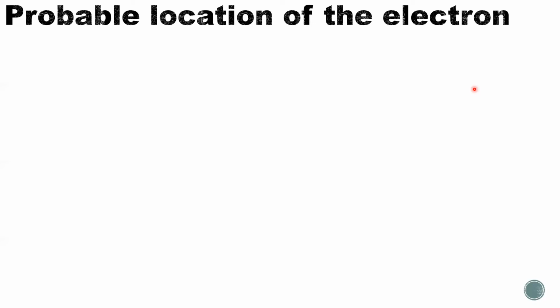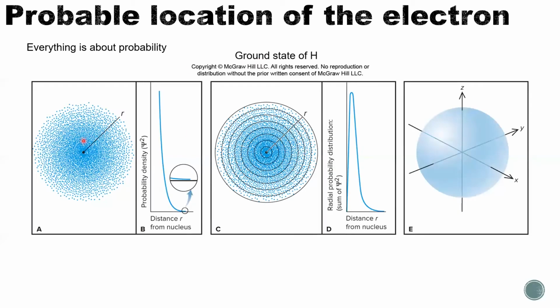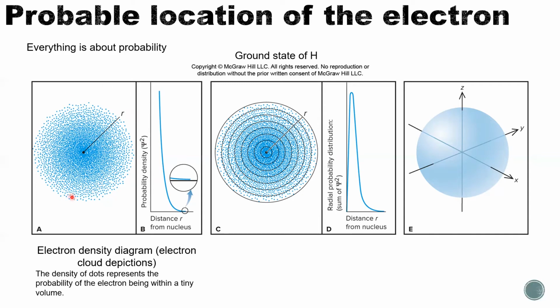So instead of drawing a circular map, we can draw a probability map. Everything is about probability. Take hydrogen, for example. The nucleus is in the center, as you can see in panel A, and around the nucleus there are many dots. A is the electron density diagram, or electron cloud depiction. The electron cloud is a more advanced model to describe an electron than the Bohr model or the orbital model.